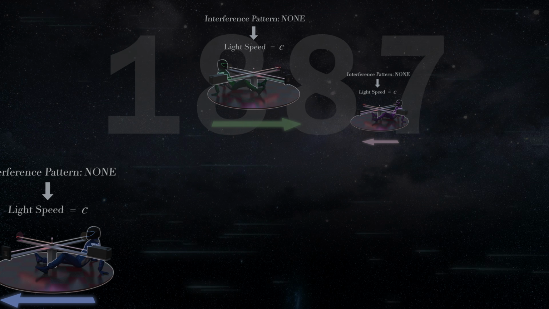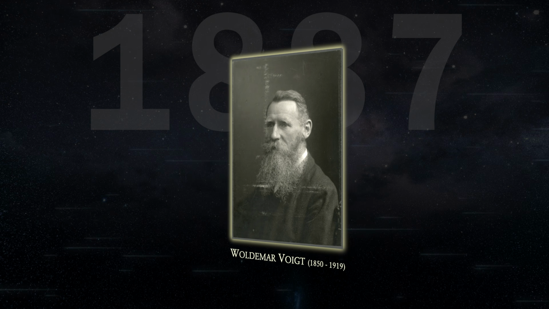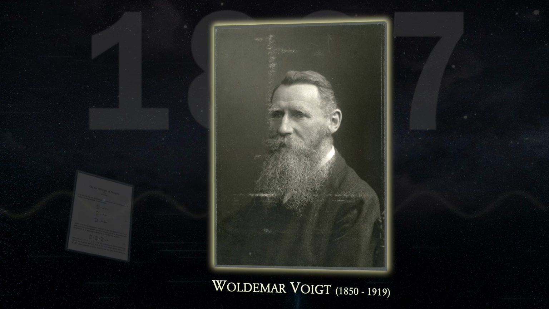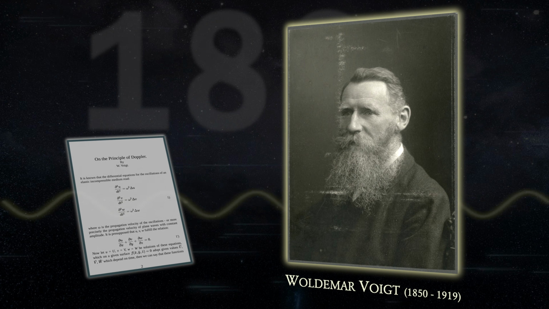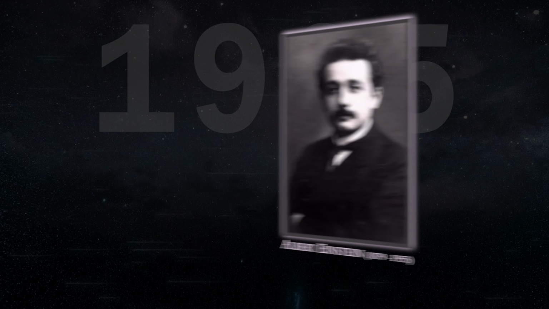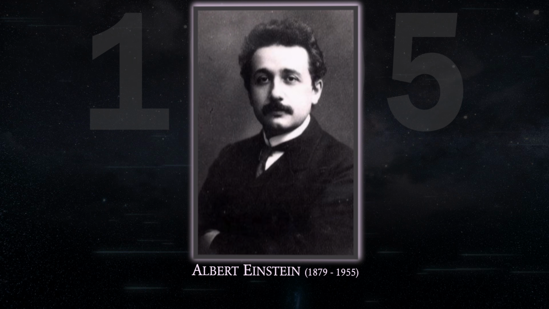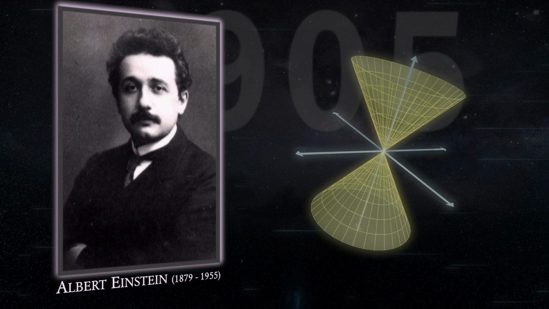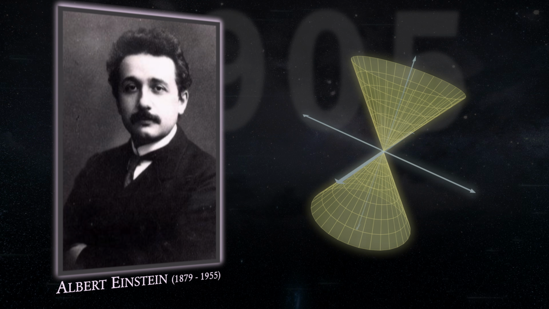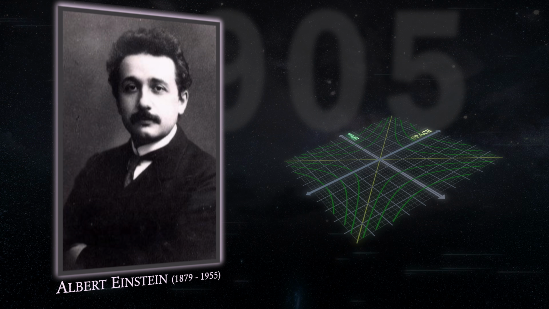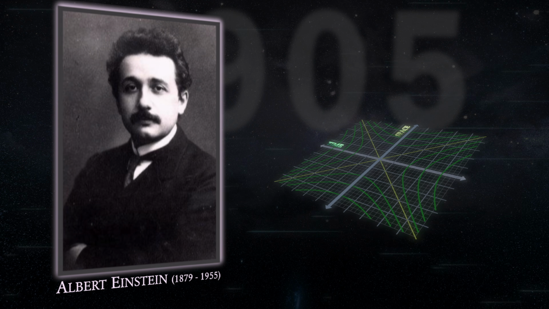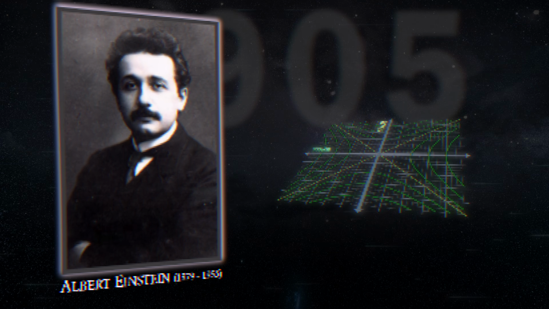In 1887, the German physicist Woldemar Voigt proposed the idea of invariant light to explain these null results. And in 1905, Einstein reinforced this idea by suggesting that invariant light was an expression of a deeper relative nature of space and time, a view which today is still held by modern physicists.